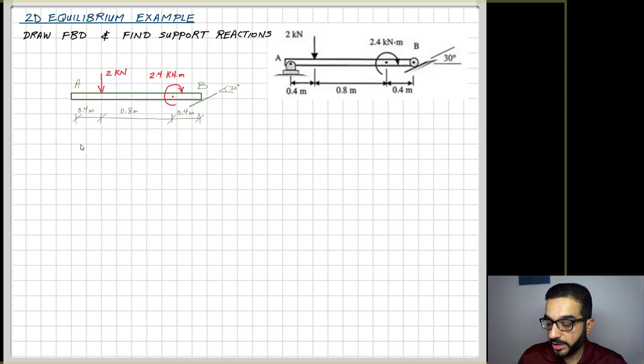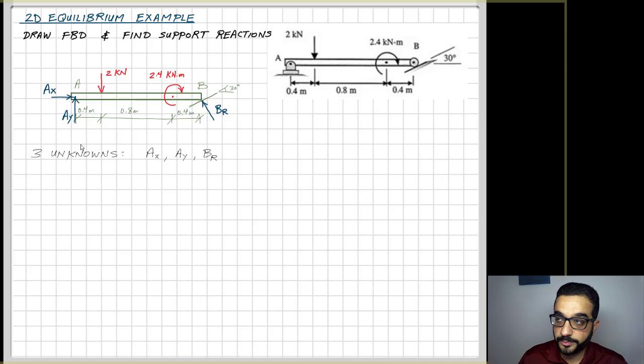So for the pin at A, I have two reactions, AX and AY. And then for the roller, I have a single support, only one, which is perpendicular to the surface on which the roller moves. So I call this support BR, or the reaction at B. And you can see here that we have three unknowns, two reactions at A and one reaction at B.